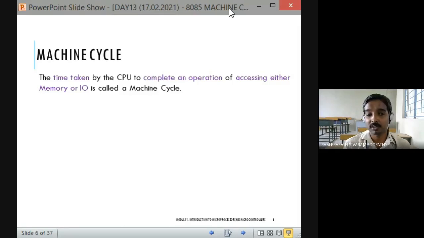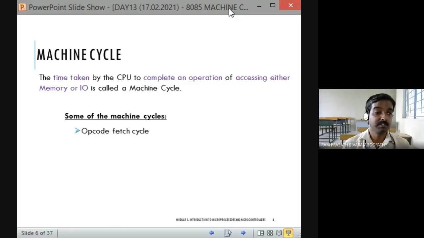What are the different machine cycles we can have? You can refer and tell. Some of the machine cycles are listed here. Not all are listed here. For example, opcode fetch cycle. During this machine cycle, the microprocessor is fetching an instruction and decoding. Correct? Then memory read cycle. It is the time taken by the processor to read data from the memory. Fine? Memory write cycle. It is writing some data to the memory.